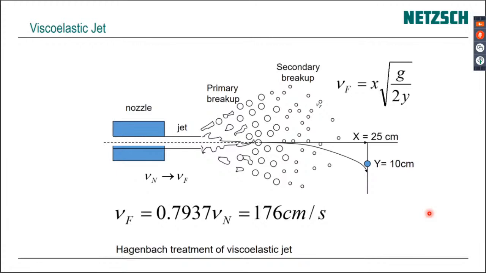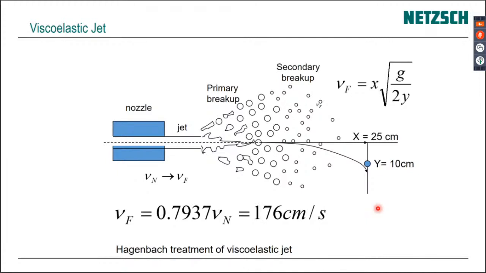This is a Hagenbach treatment. So if you want to see the distance that a droplet will travel before it drops, then you can use this Hagenbach model to calculate. And so you just need the velocity in the flow field there and gravity, and then 2y will show you the amount of drop of the particles.